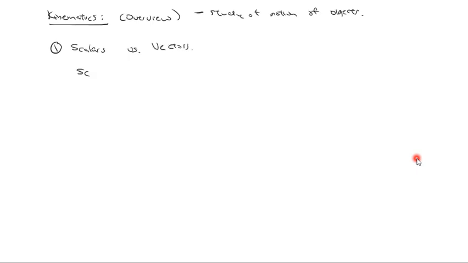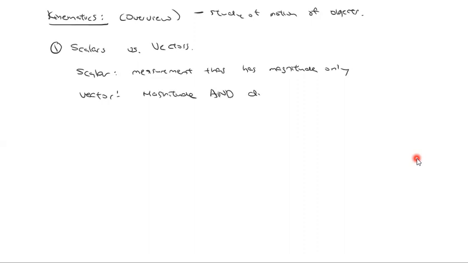Remember, a scalar by definition is a measurement that has magnitude only. A vector is a measurement that has magnitude and direction. It can't not have direction. You must have both. By definition, a scalar is just the number, it's just the magnitude. The vector needs magnitude and direction. We've covered examples of scalars and vectors.